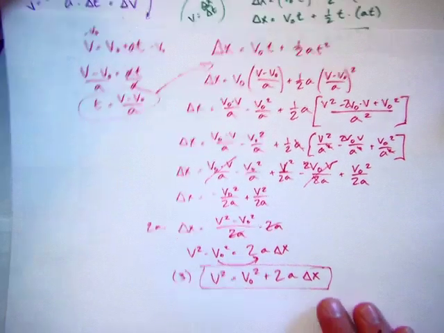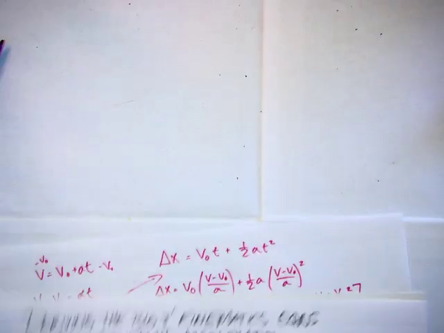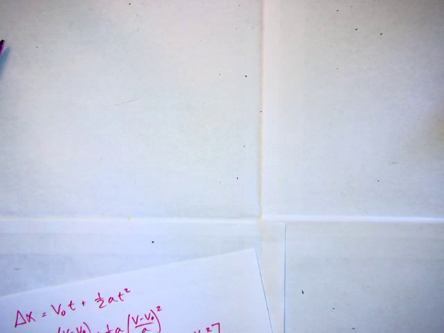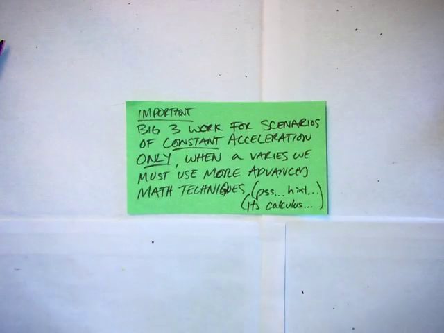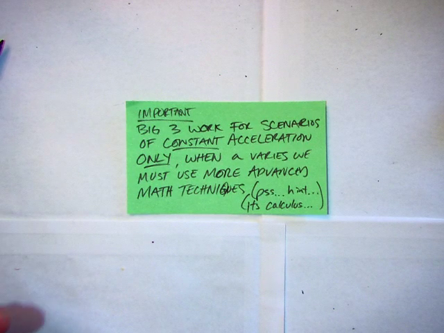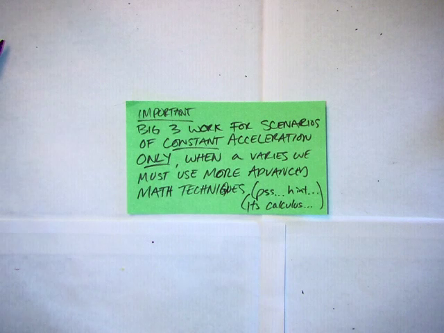So, to review, okay, important fact. These big 3 equations work for scenarios of constant acceleration only. An acceleration of 0 works as well. When the a varies, we got to use more advanced techniques. Hint, it's calculus. You'll get there. For now, we're looking at the algebraic form.